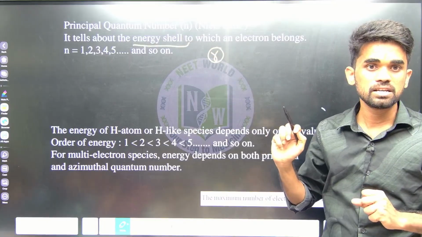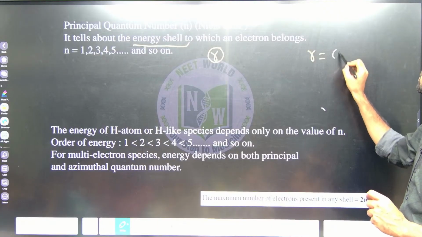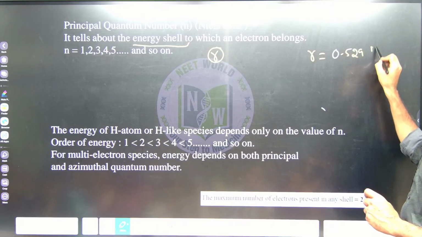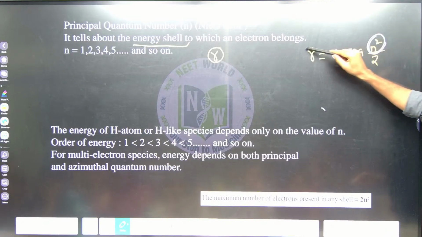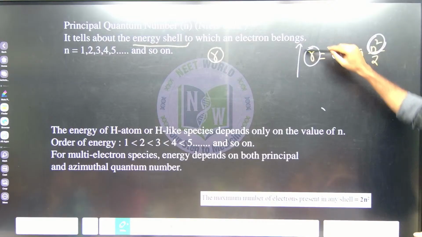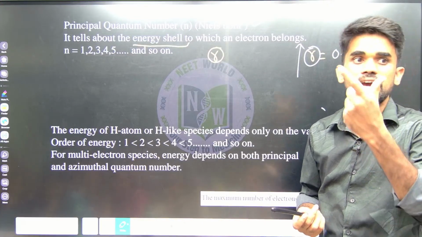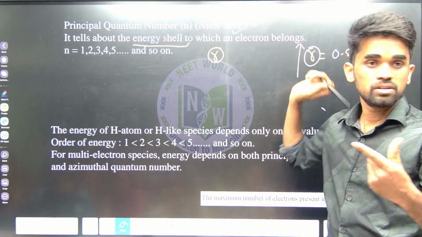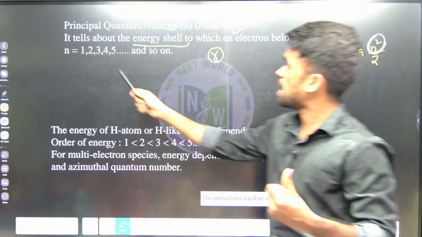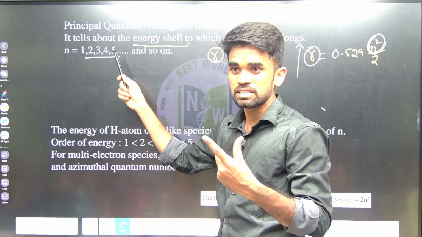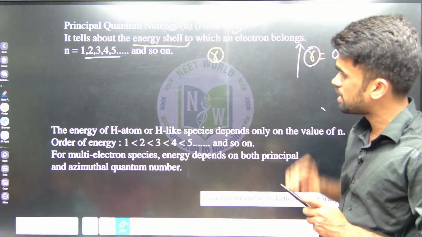What is the radius formula we got? 0.529 n square by z. If the n value increases, if the shell number increases, the radius also increases. The energy formula also has n. So size and energy are given by the principal quantum number. As n increases, size increases and energy also increases. That comes from this Niels Bohr thing.